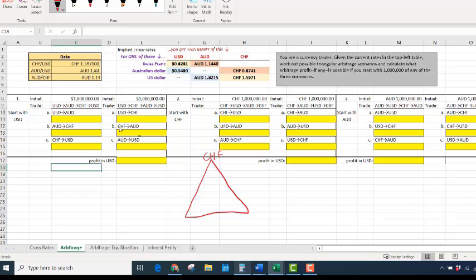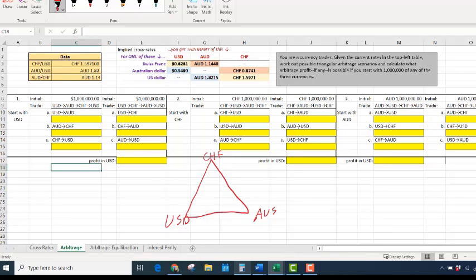We have francs, Swiss francs. Then we have Australian dollars per US dollar. So we have Aussie dollars. And then we have Australian dollars per Swiss franc. So then we're going to have US dollars on the 3rd leg of the triangle.